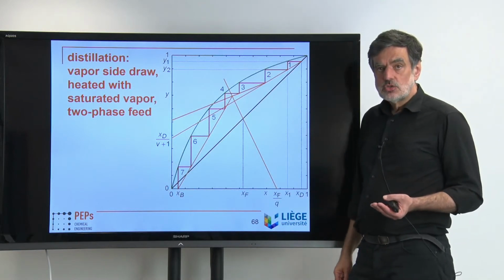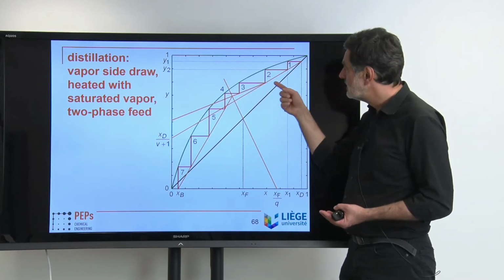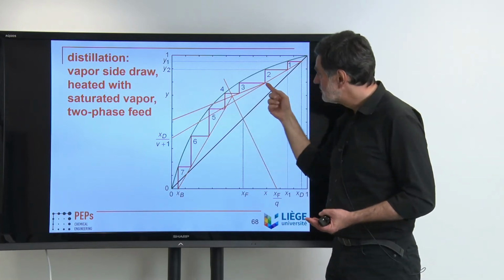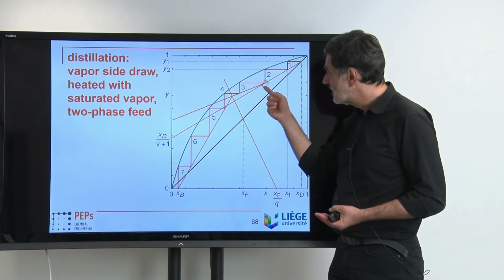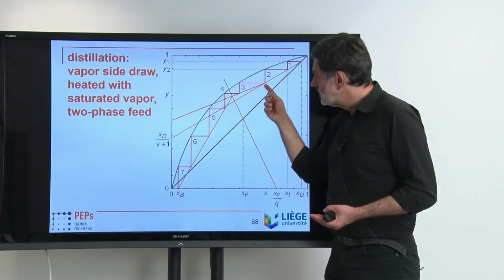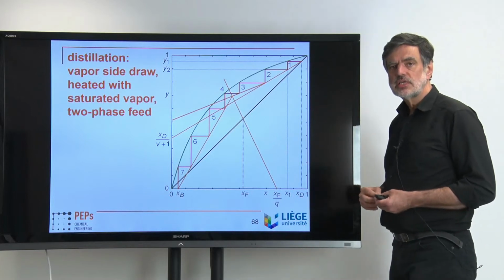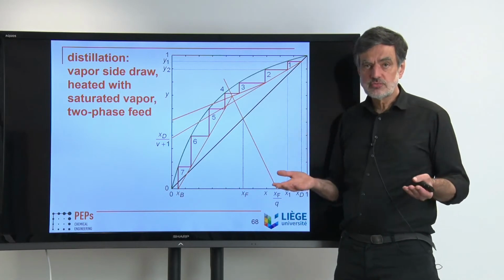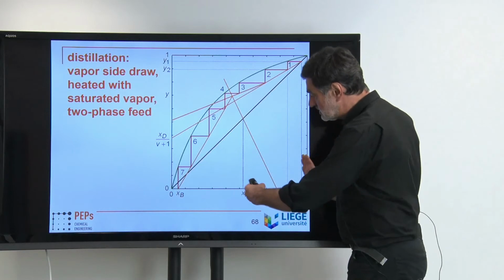And of course, we can then do our step construction on top of that: 1, 2, 3. But here you see that if it is specified like this, that after the second theoretical stage there's this vapor side withdrawal, you first have to draw these two stages, and then you are here. Then you can continue drawing the remaining steps, and you see that overall you need 7 theoretical stages for the separation between XD and XB. That's just the theoretical stages that you need to separate the XF into these two.